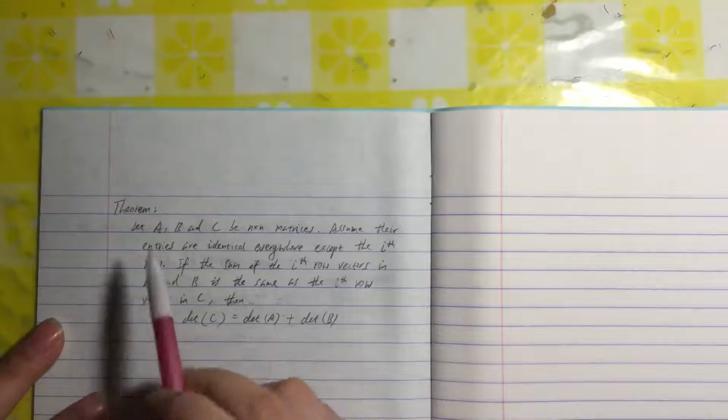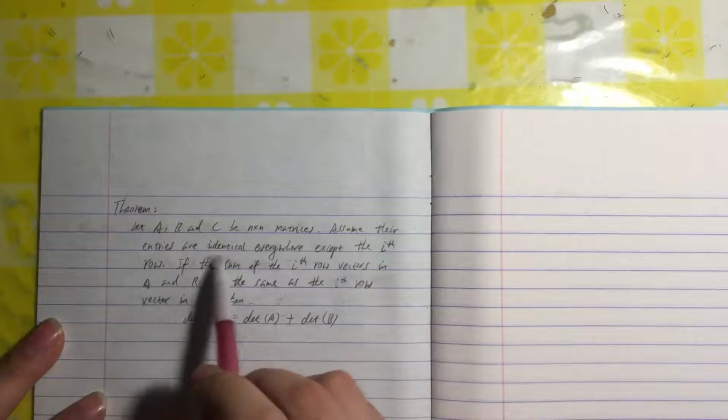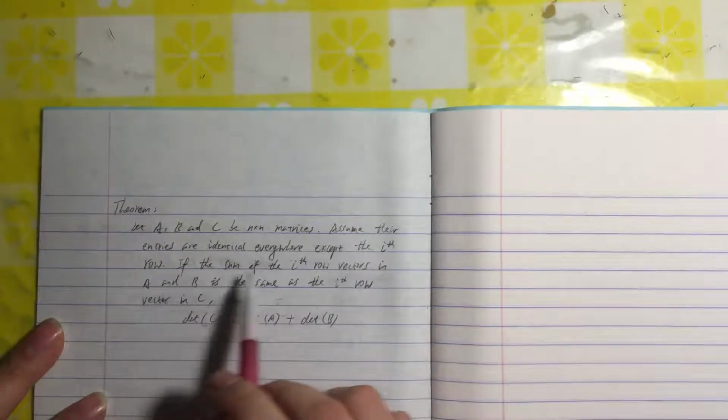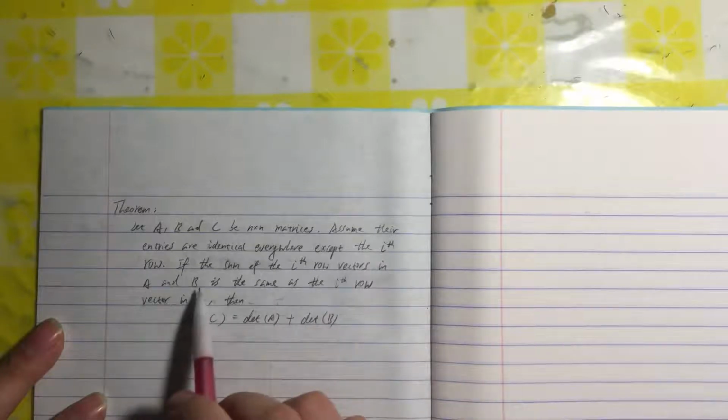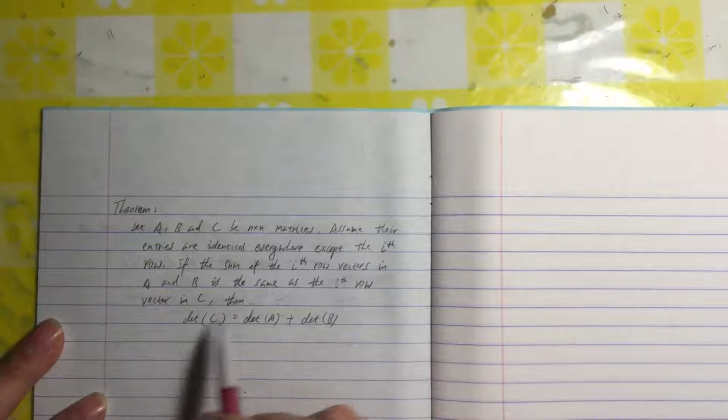Next theorem. Let A, B, C be n by n square matrices. Assume their entries are identical everywhere, except in the ith row. If the sum of the ith row vector in matrices A and B is the same as the ith row vector in matrix C, then the determinant of matrix C equals the determinant of A plus the determinant of B. What does this theorem mean?